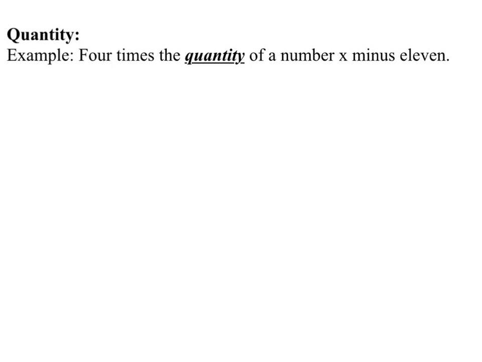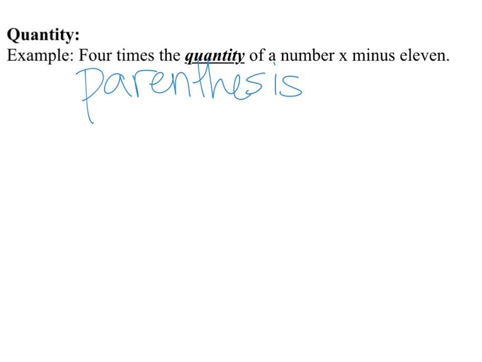All right, quantity. 4 times the quantity of a number x minus 11. It's parentheses, guys. 4 times the quantity, parentheses, a number x minus 11. x take away 11. So that's how that one would look.